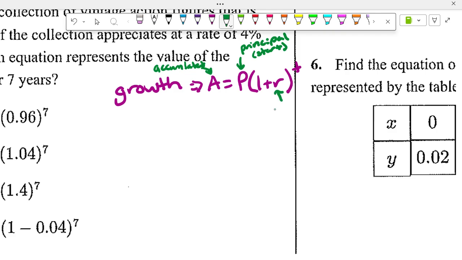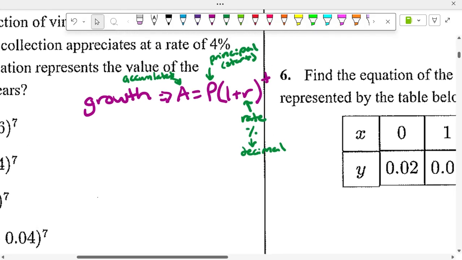R is your rate. Now, it's typically given as a percentage. So make sure you convert it to a decimal. So you've got to convert the percentage to a decimal. And T, of course, is time. And typically that's in years. Typically. Not always, but typically.